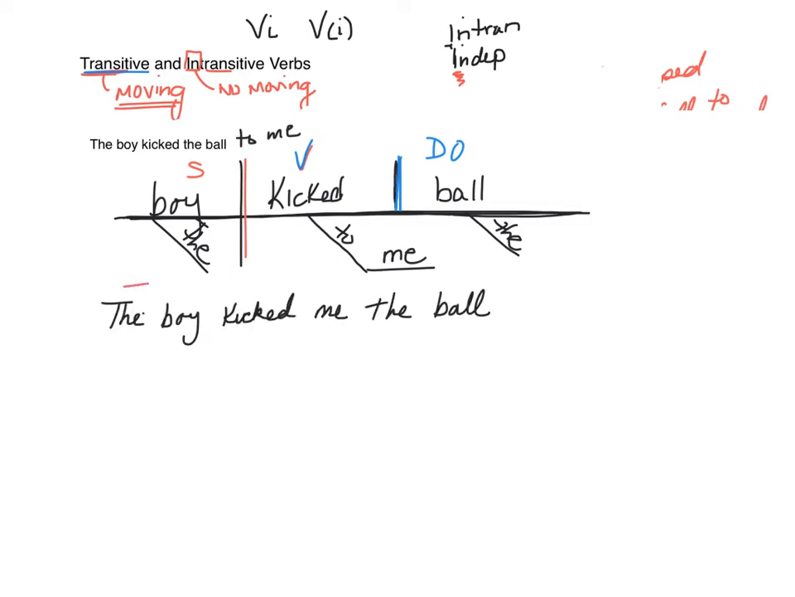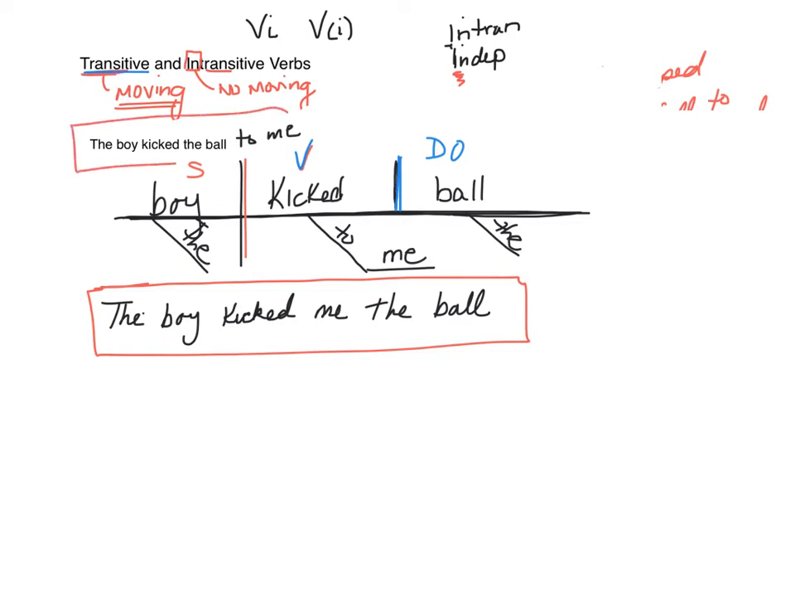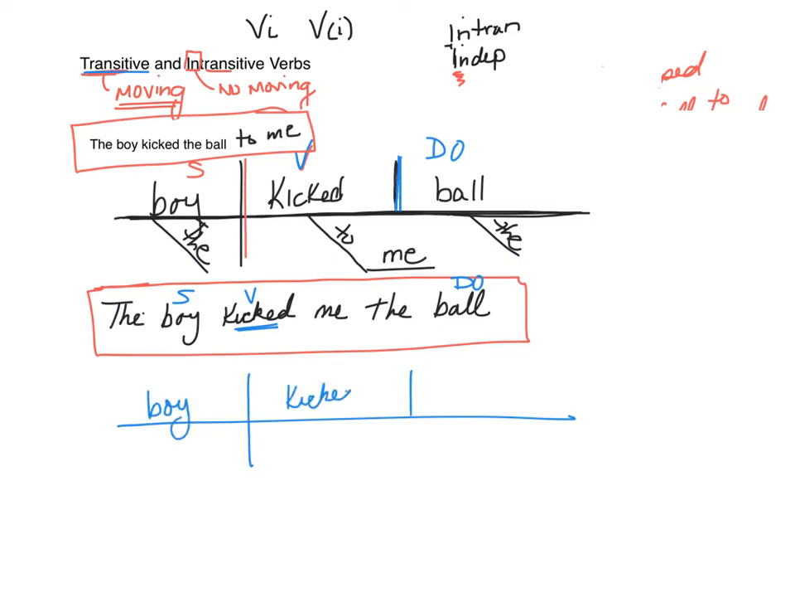Okay, let's take a look at this one. The boy kicked me the ball. Yes, that's correct. But what the heck just happened? It's the same idea as this. And if the idea is the same, that means it's going to diagram essentially the same. So I still have subject, verb. What is the object that is directly getting kicked? That's the ball. So that's all going to stay the same. So we have boy kicked ball.